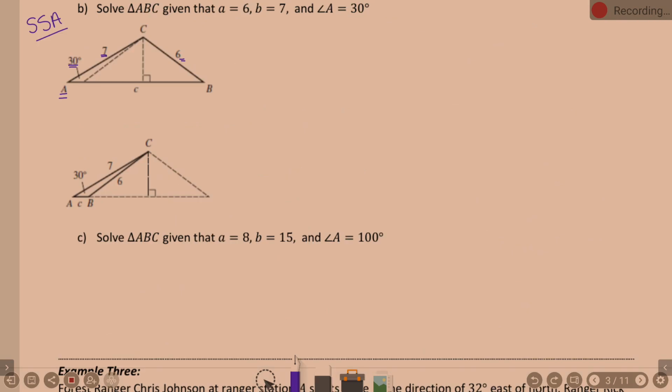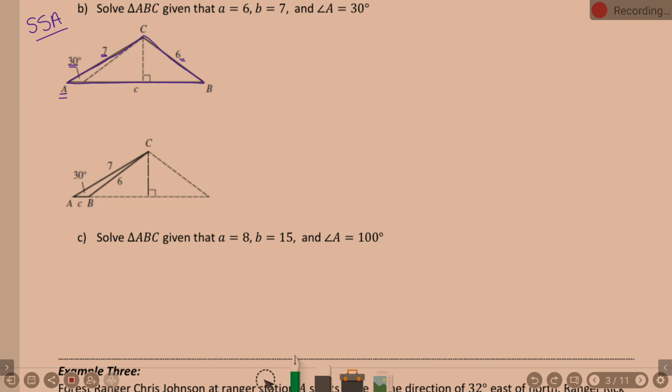Now, you see I've drawn two here. The first scenario is this triangle right here, where you have triangle ABC, and C is an obtuse angle. Does it work out to be? Yeah.